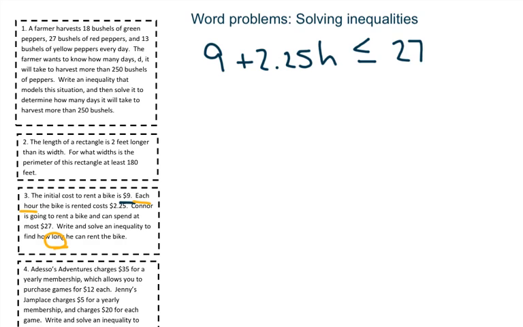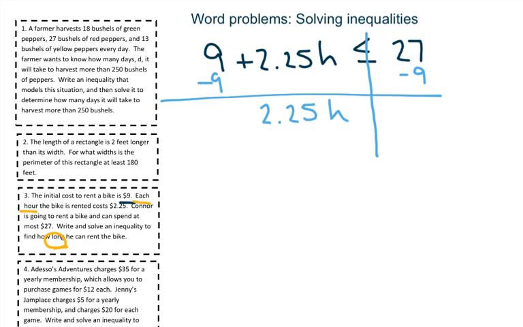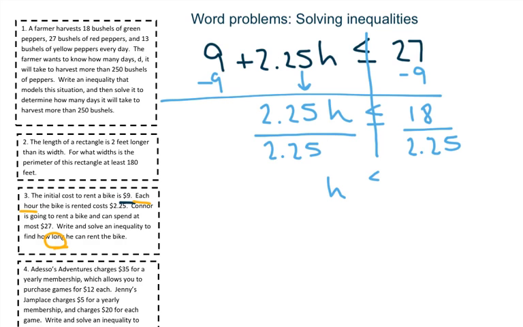Now it's time to solve this inequality. So I'm going to subtract 9 from each side first. That 2.25h drops down, and we have less than or equal to. And then 27 minus 9 is 18. Our next step is to divide both sides by 2.25 in order to isolate the h. So h is less than or equal to 8.